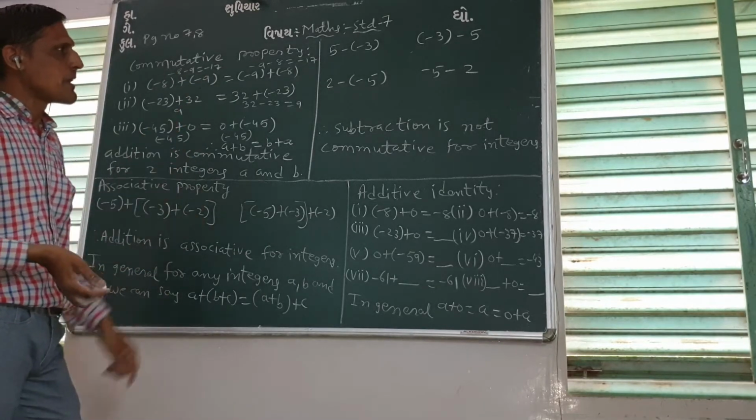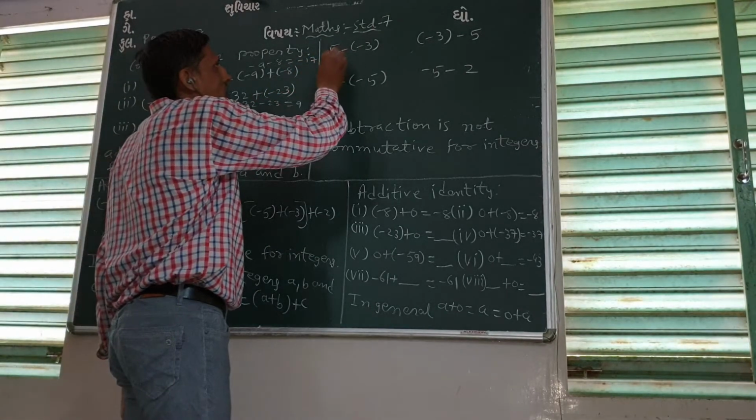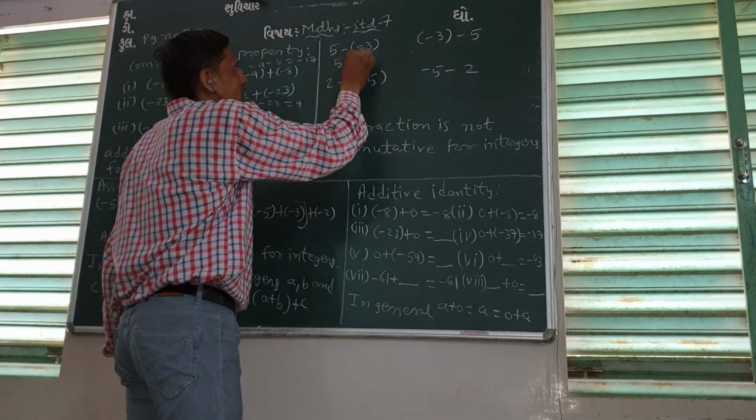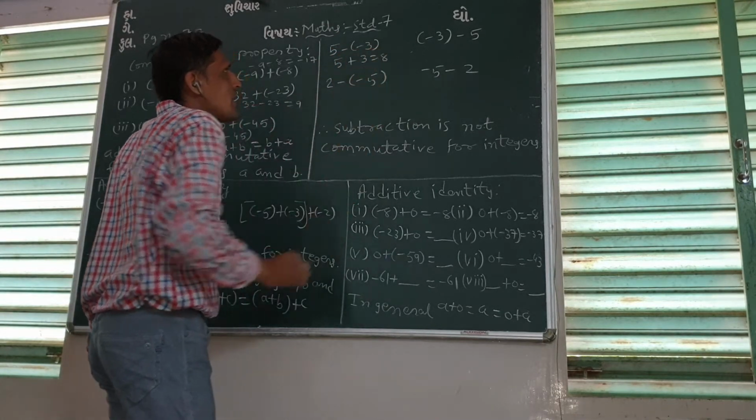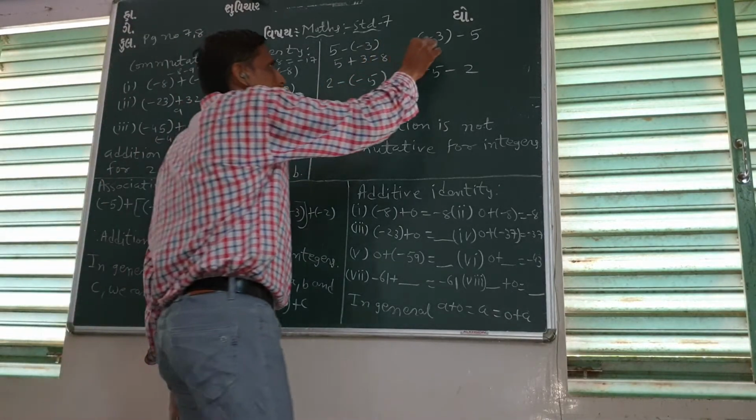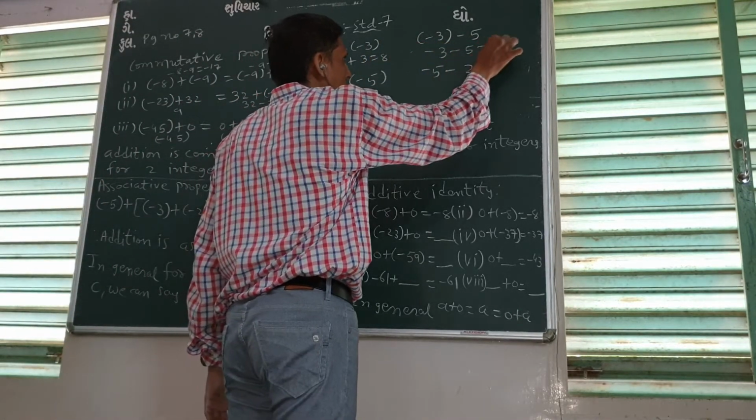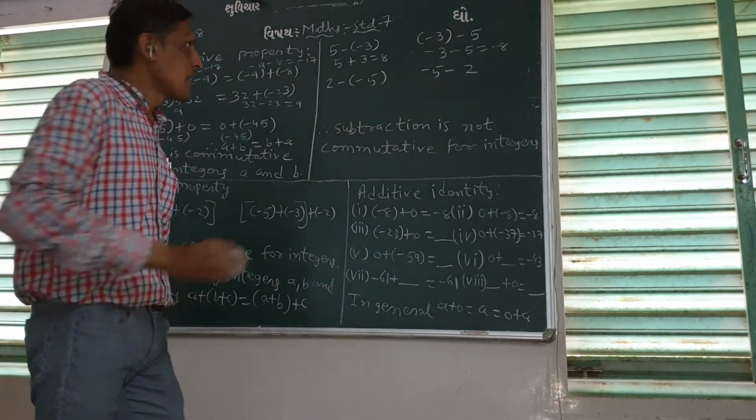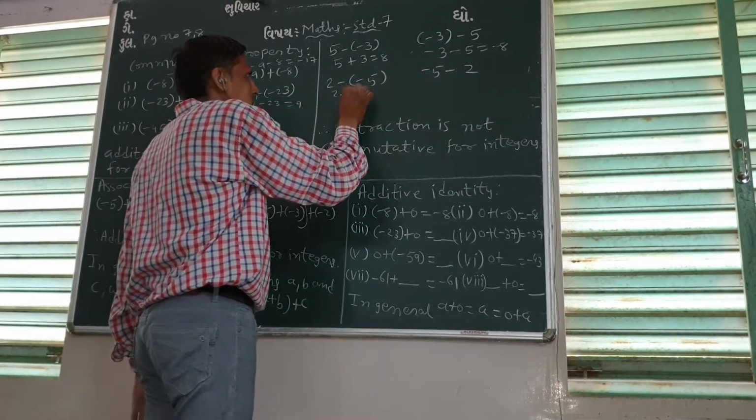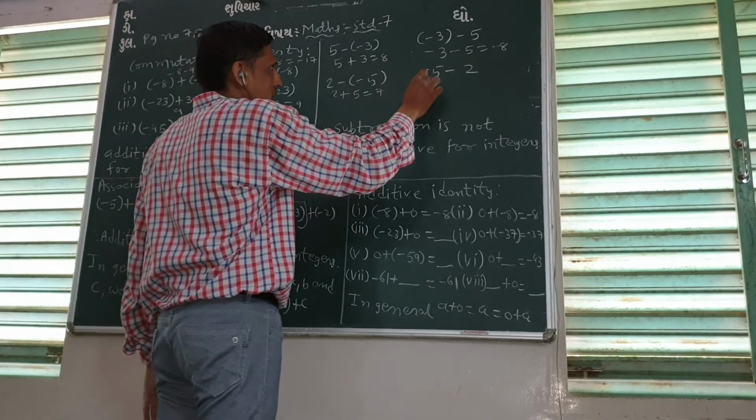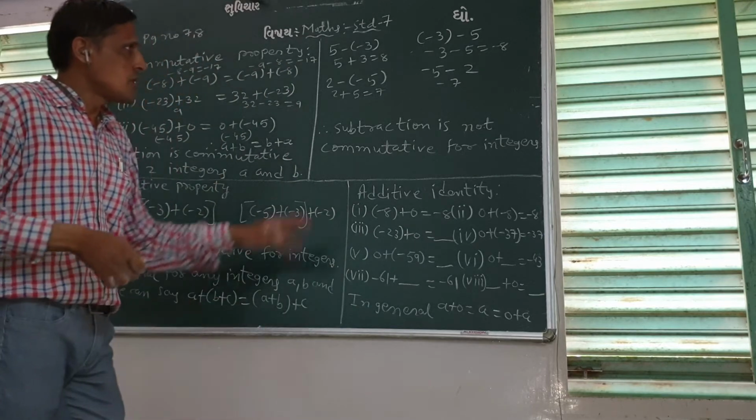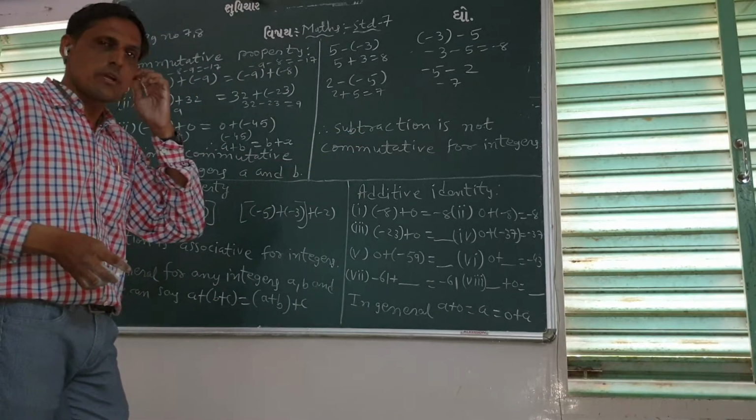Same way for subtraction. -5 and -3: 5 plus 3, that is equal to 8, right. Here -3 minus -5 is equal to -8, right. 8 and -8 are not the same. Same way here, 2 plus 5 is equal to 7. Here -5 minus -2 is -7. So 7 and -7 are not the same. So subtraction is not commutative for integers.